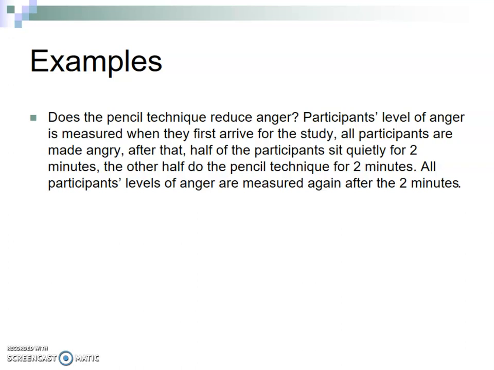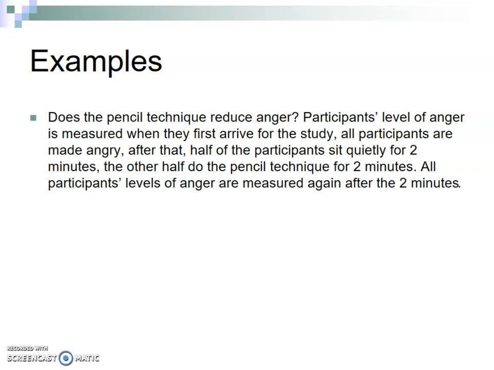levels. In order to test this, the participants showed up to the study, and their level of anger was measured when they first arrived. And then after that, all of the participants were made angry, and then they were randomly assigned to either half of them sat quietly for 2 minutes, or the other half of the participants did the pencil technique for 2 minutes instead. And all the participants again had their levels of anger measured after 2 minutes.